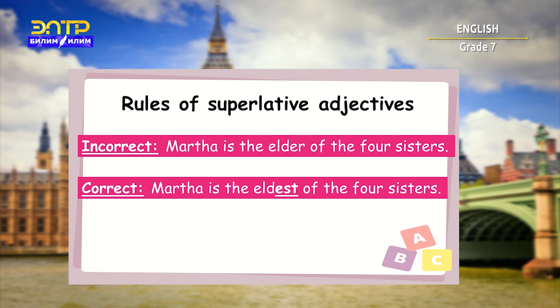On this slide, we can see 2 examples, the correct one and the incorrect one. Let's read them. Martha is the elder of the 4 sisters. And the second one, Martha is the eldest of the 4 sisters. If there were only 2 sisters, we could use the comparative elder here. But here, there are 4 sisters. We need a superlative. In this case, we are going to use the est ending to make this adjective superlative. This is the correct form of this adjective. Martha is the eldest of the 4 sisters.